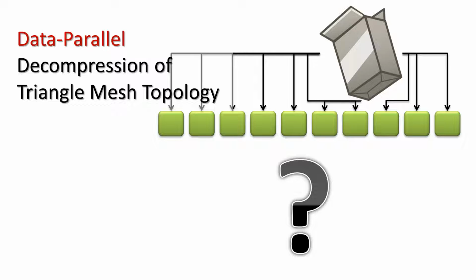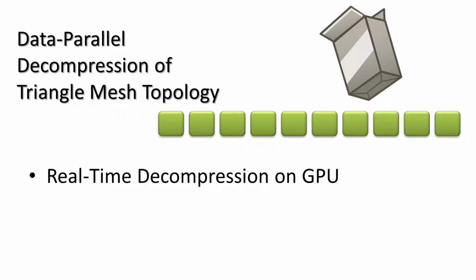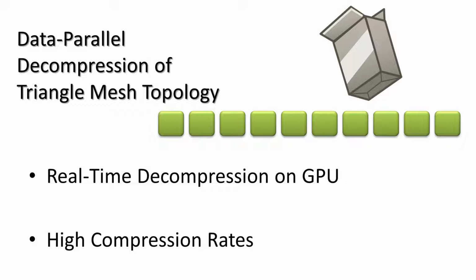However, we were not able to find an algorithm that carries out data parallel triangle mesh decompression on a GPU, and therefore we had to come up with our own algorithm. We picked the following two requirements for our new algorithm. First, we wanted real-time decompression on a GPU, and second, we wanted high compression rates.